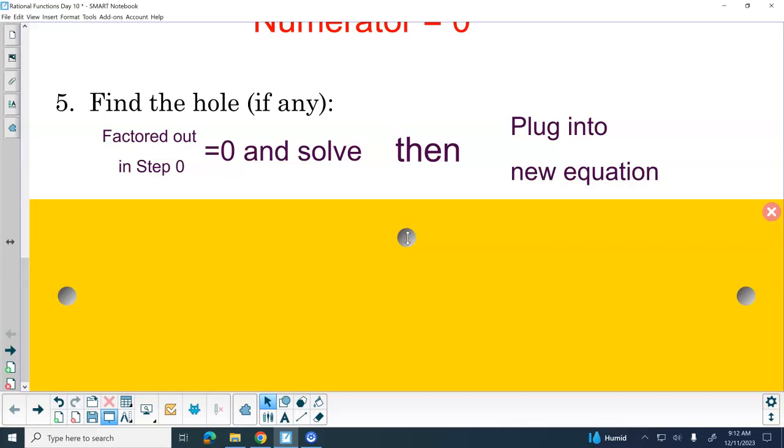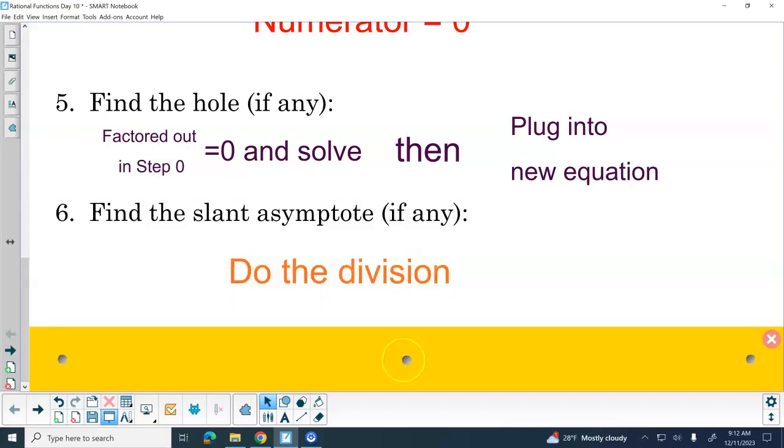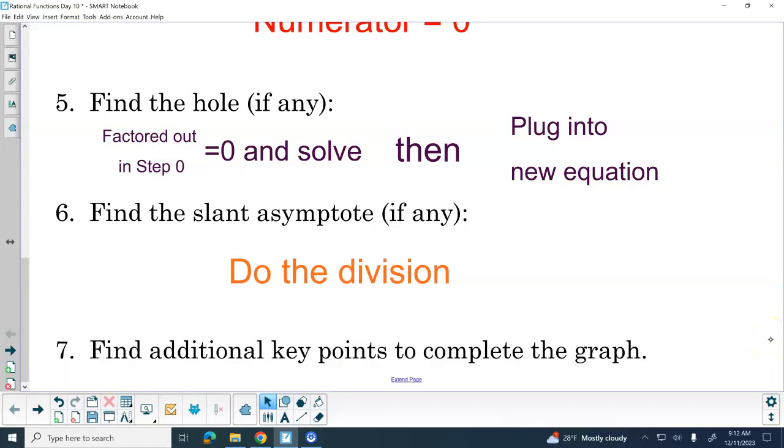Okay. Step number 6. Slant asymptote. How do we find a slant asymptote? So the degrees got to differ by 1, and we just do the division. Okay. And lastly, step 7. Find more points. T-chart. Make sure you got enough points in each zone. Okay. That should be your supplemental note sheet. All that stuff should be on there with notes on how to do every single one of those steps so that you know.